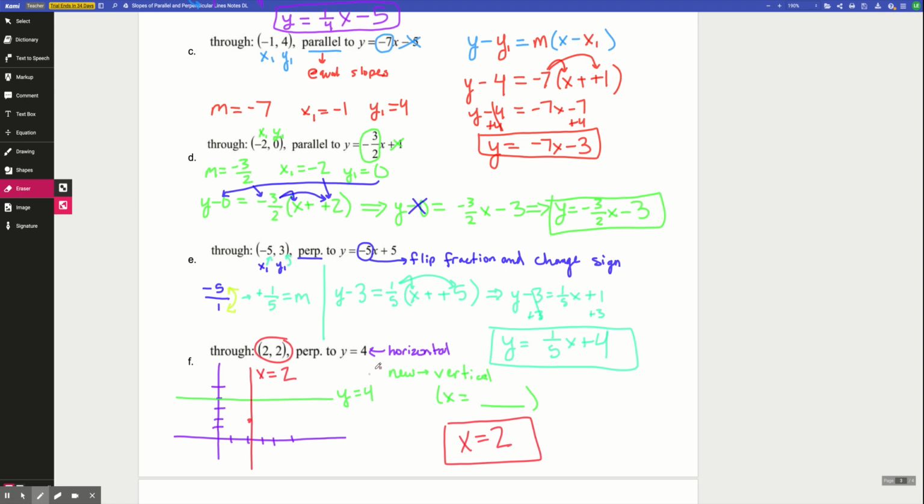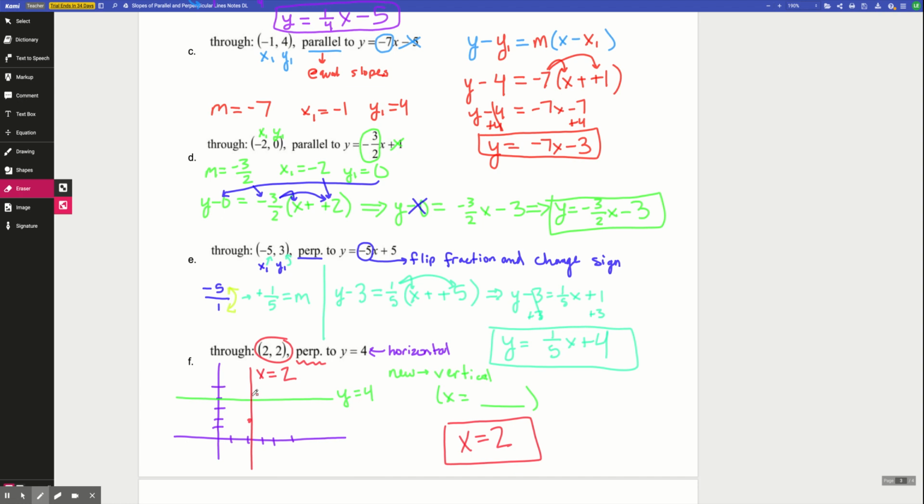If it said parallel, right, you would have another horizontal line. So you just have to be careful, make sure you look at what they are asking you to find, if they want you to find a parallel or a perpendicular line. All right, so give me just a moment. I'm gonna clear my screen off, and we're gonna do a couple more practice problems.